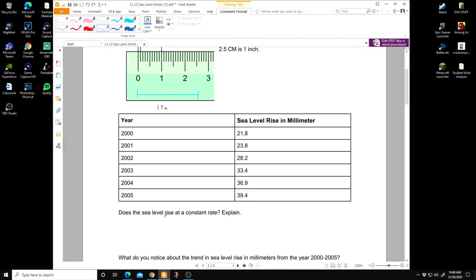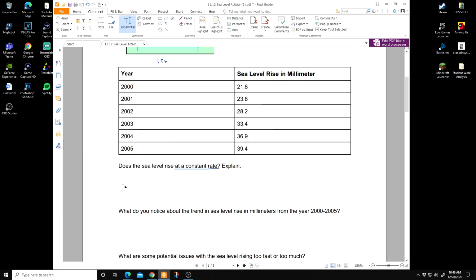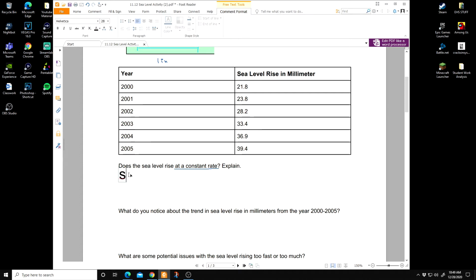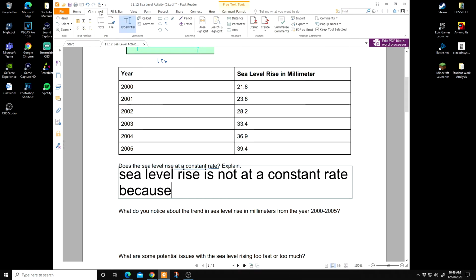So the very first question here is, does the sea level rise at a constant rate? Well, in this particular problem, the sea level rise does not grow at a constant rate. So I'm going to go ahead and get my typewriter real quick. So the sea level rise is not at a constant rate. Let's go ahead and justify this, because why does it not grow at a constant rate?